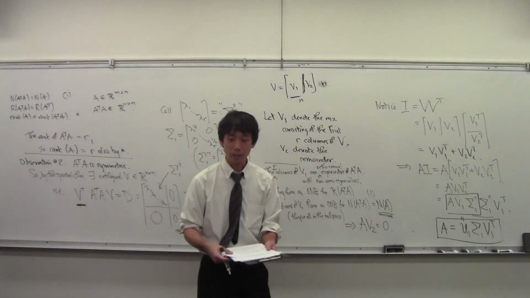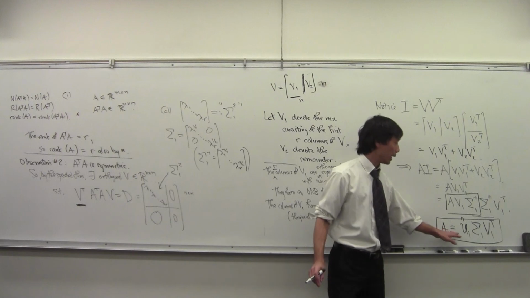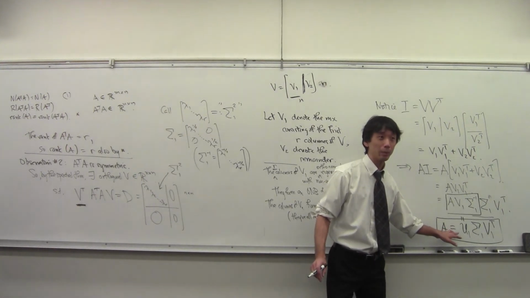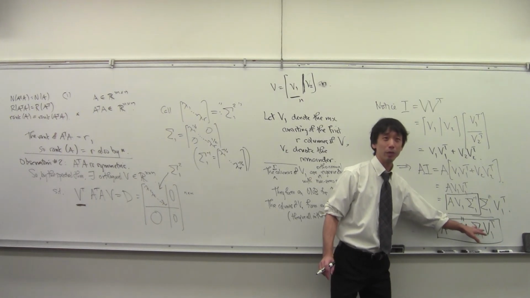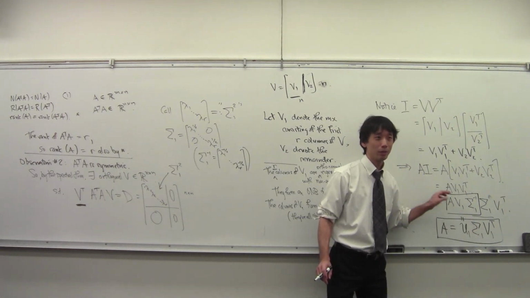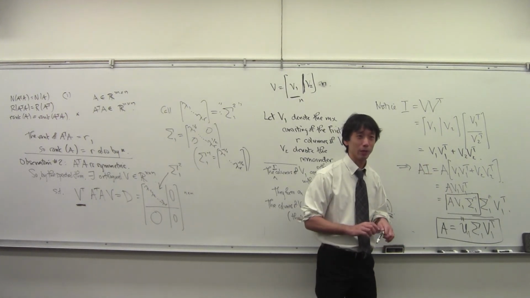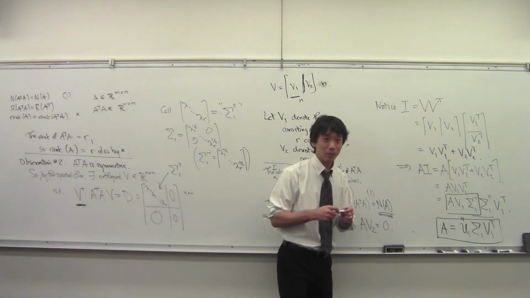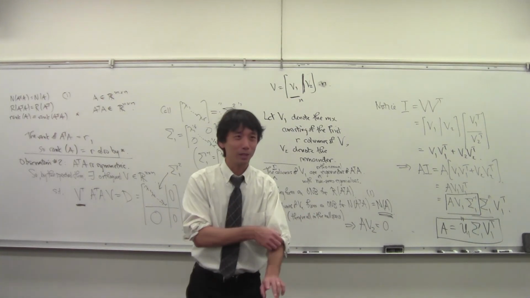So this is sort of like the first step. You get some way of splitting up A into this product of three matrices. And we'll use this to build the actual singular value decomposition next time. I know it's been hard going. Go home and look at it, please.